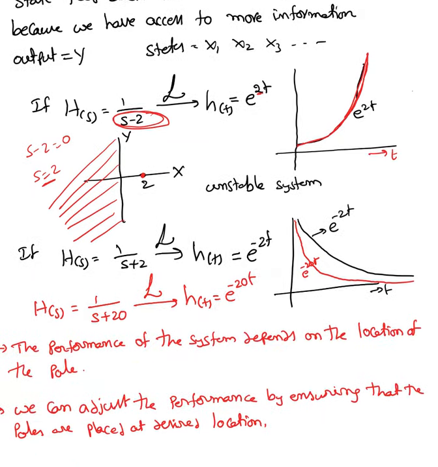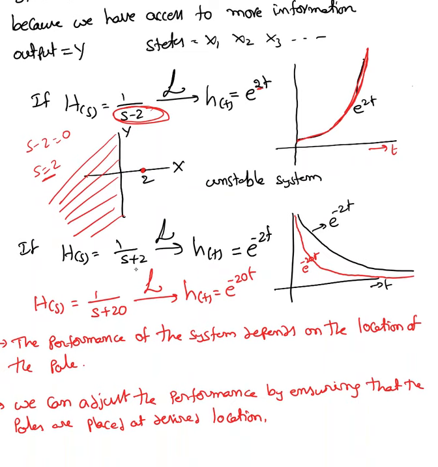At the same time, if you have h of s equal to 1 over s plus 2, then h of t equal to e to the power of minus 2t. See, it is stabilizing after some time. It's a stable system. And s equal to minus 2 is going to be somewhere there. So this pole is in the shaded area, the left hand side of the y-axis, so that system is stable.